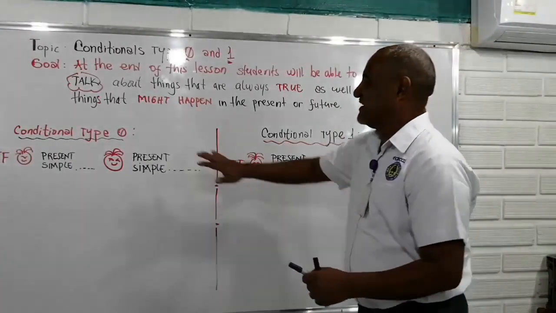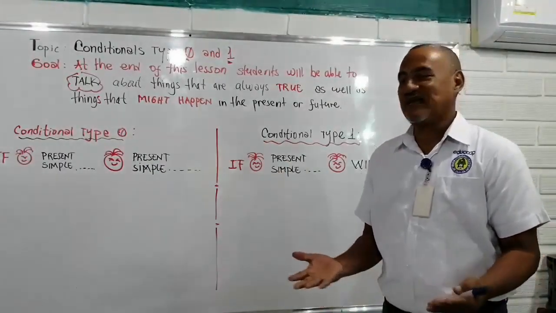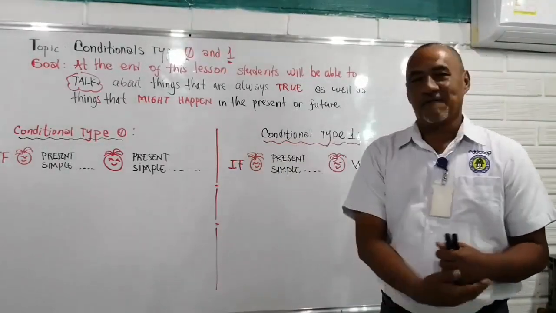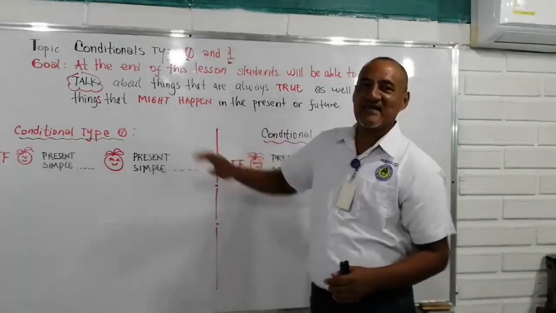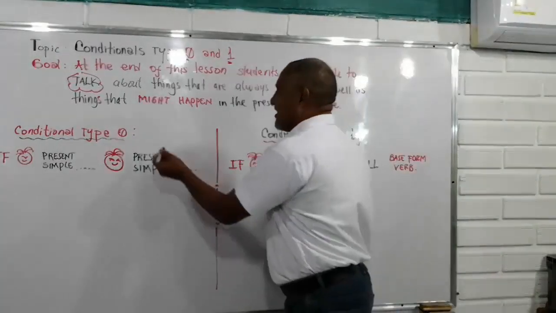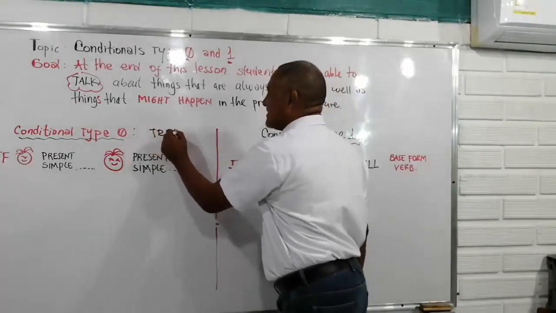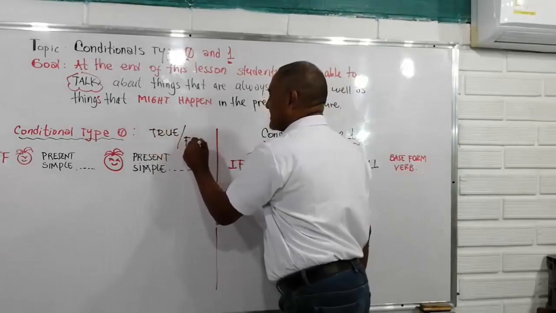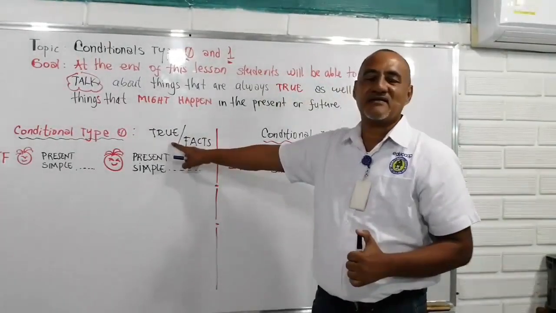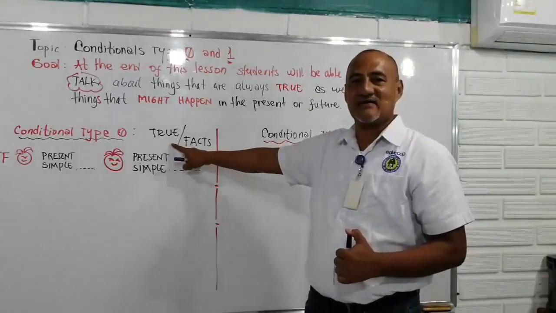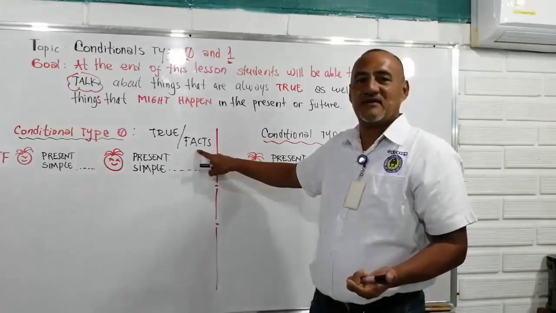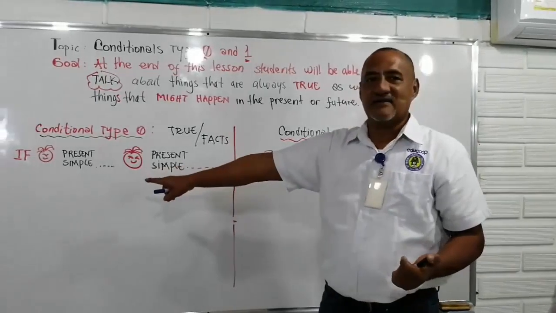Let's analyze now the structure, the way we work with conditional type 0. Look at this. This conditional is mainly used to talk about things that are always true. They are facts. Scientific facts. Cosas que son siempre ciertas, verdaderas. Facts, hechos científicos. And look at the structure.